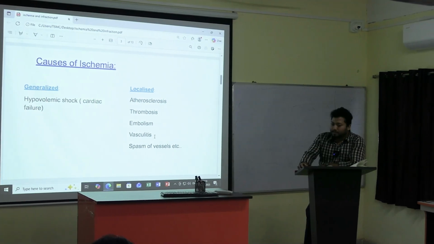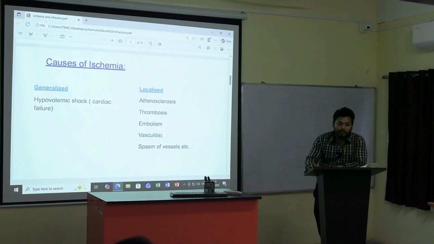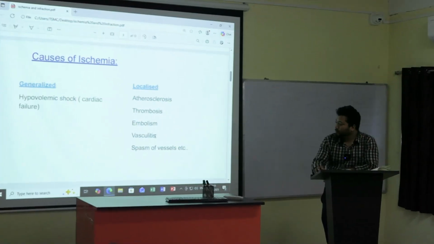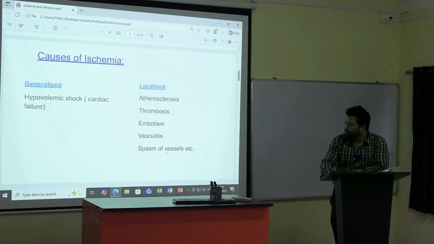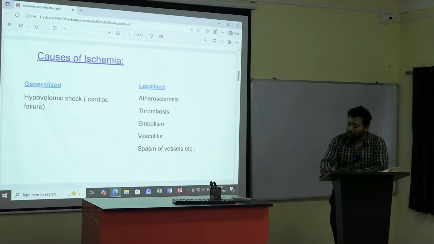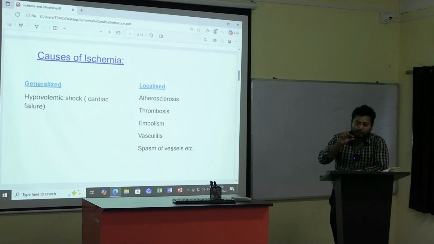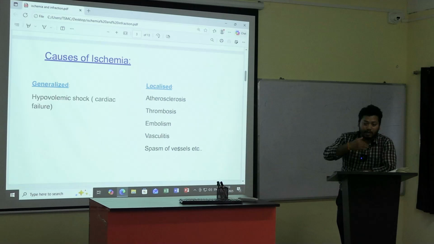What is vasculitis? Inflammation of the vessels due to any kind of immune compromise. Spasm of vessels, which is known as vasoconstriction, is when the artery gets constricted from outside, not because of any kind of plaque formation, but when the artery gets constricted extrinsically.